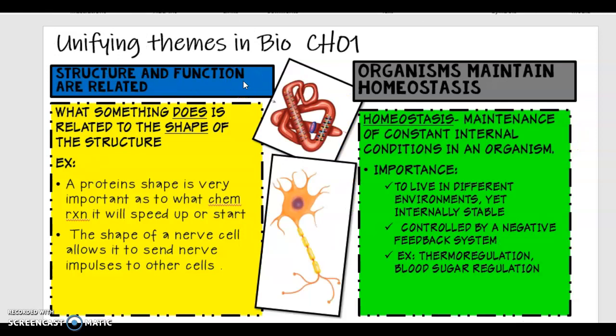The next two unifying themes that you're going to find in biology are, the first one is that structure and function are related. So what something does is very much related to the shape of the structure. I've got two pictures right here. This picture is a protein, or what we call a biological enzyme, or a biological catalyst. And then this is a nerve cell. So a protein's shape is very important as to what chemical reaction it will speed up or start. So the shape of the protein or the enzyme, which is a biological catalyst, and catalysts start or speed up chemical reactions.